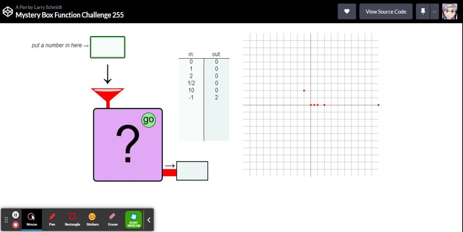Okay, how about some further negative values? So -2, -3. Okay, interesting. And I'm just going to put in a 1/2 just to look closer at that point where it changes.